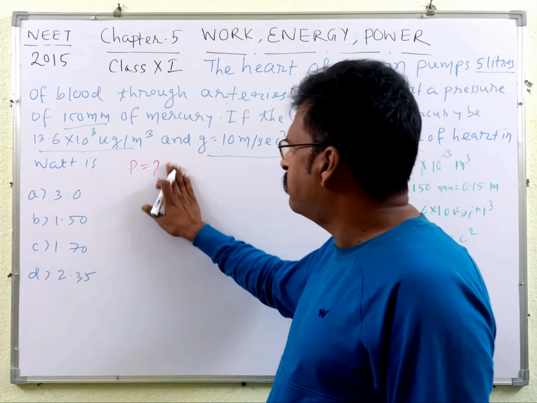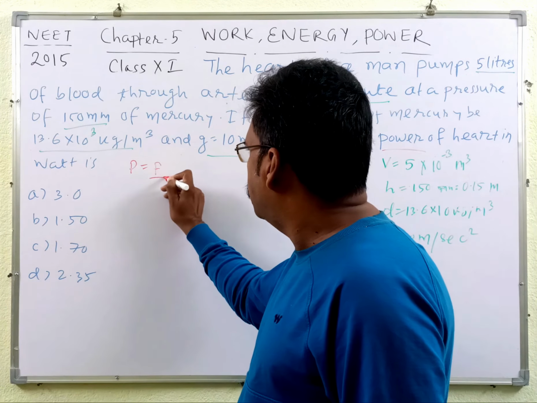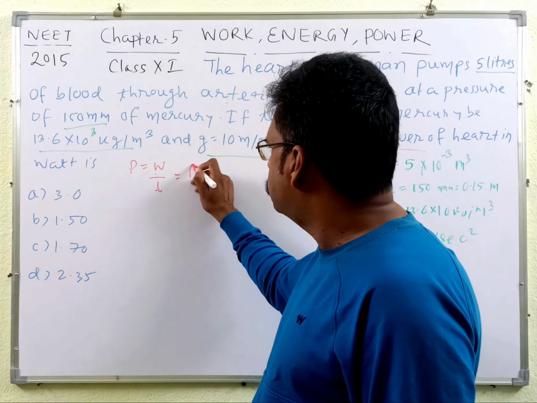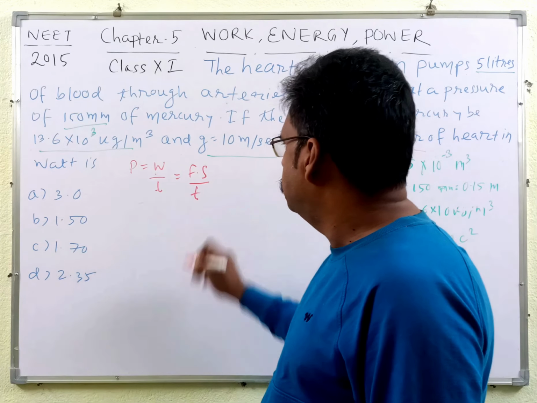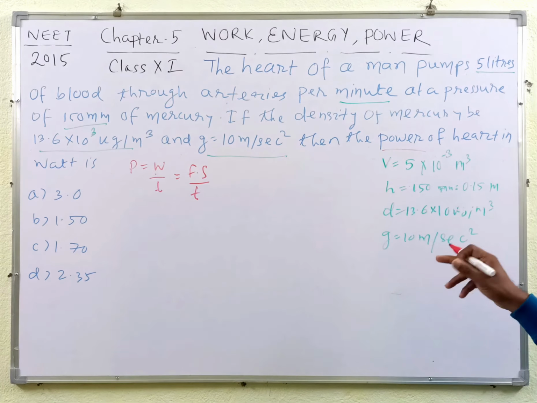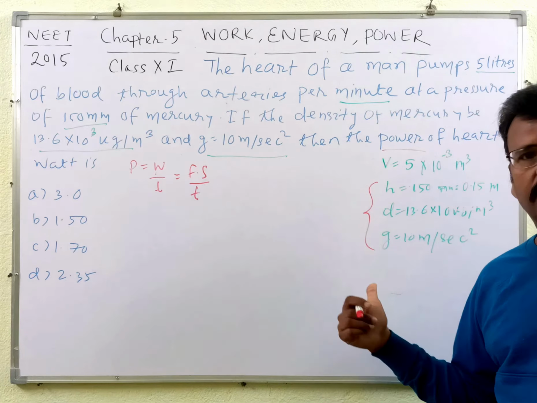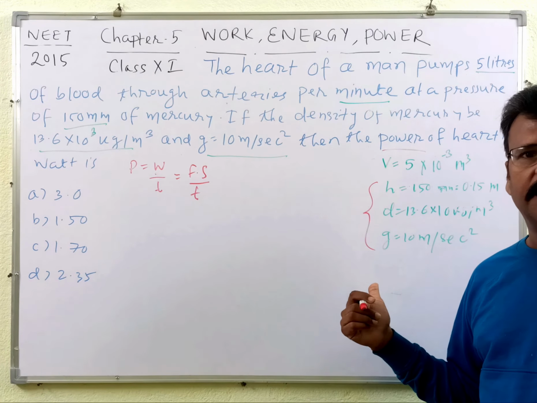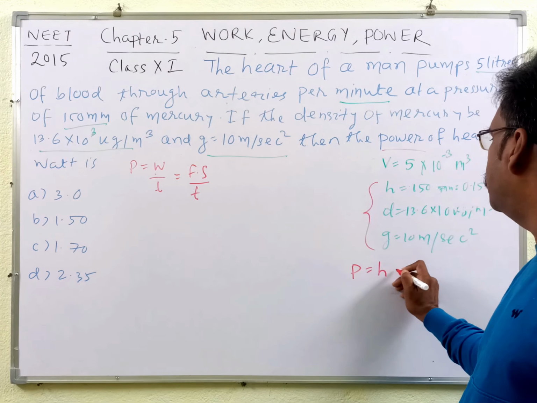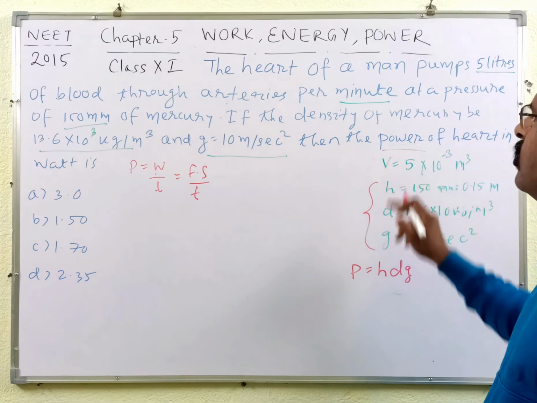And what is the formula for power, students? Power is work done by time, and work done is force into displacement. But here force and displacement are not given, rather what is given, you see. Do you remember anything we can find out from the three given physical quantities h, d and g? Yes, pressure P is equal to h d g. So we can find out the pressure, and here volume is given.